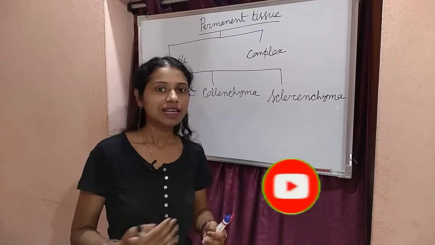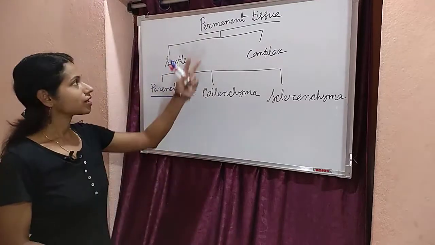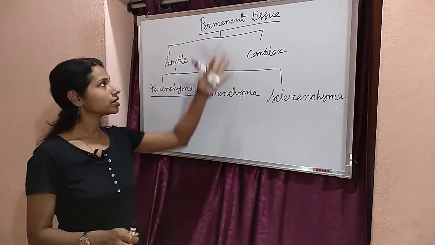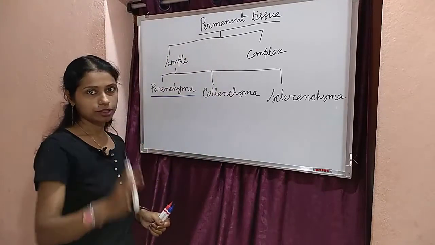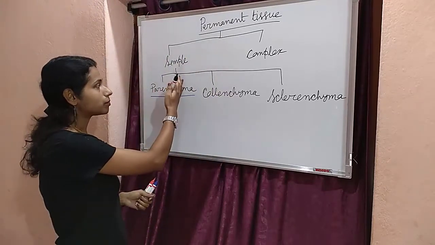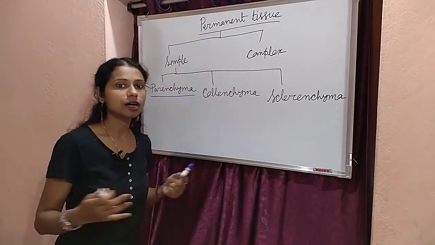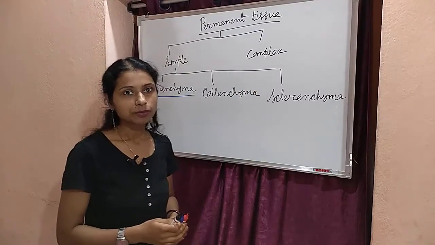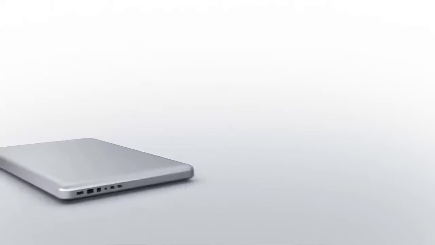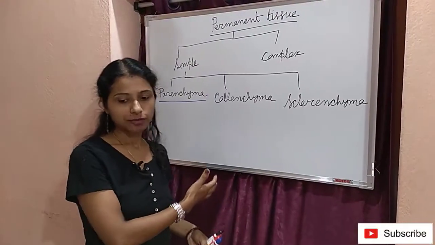Okay, so let's start the discussion of permanent tissue. So as I already told you, permanent tissue is mainly divided into two types, simple and complex permanent tissue. So under simple permanent tissue we know parenchyma, collenchyma and sclerenchyma are present. Today, as I told you, I will discuss parenchyma. So today we will discuss parenchyma.